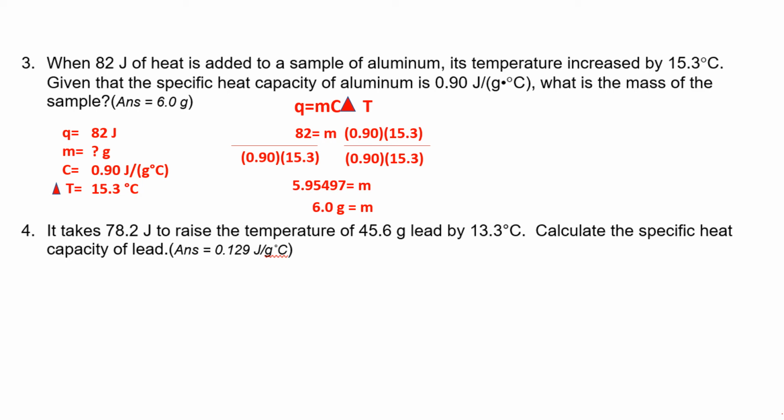So take a second now. I'm going to read number 4, and then I want you to try it on your own before you watch me do it. It takes 78.2 joules to raise the temperature of 45.6 grams of lead by 13.3 degrees Celsius. You're going to calculate the specific heat capacity of lead. So pause the video and try it by yourself.